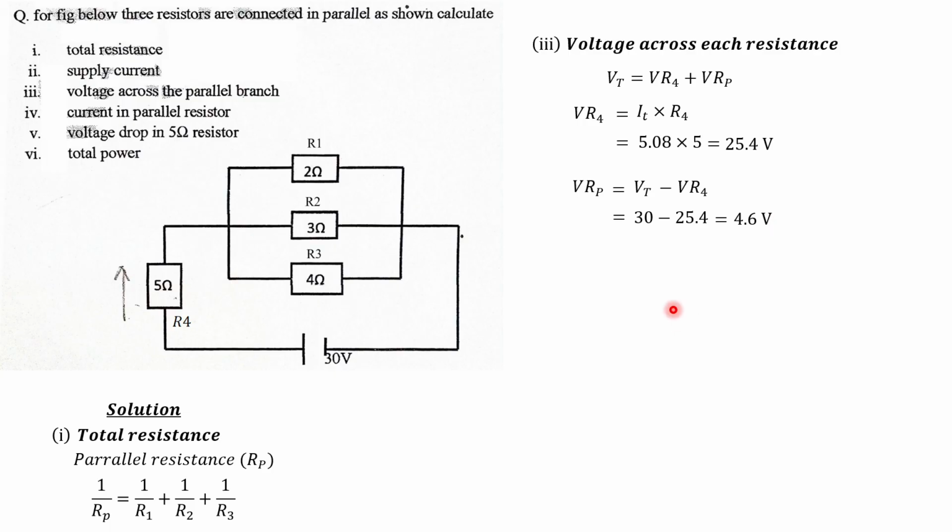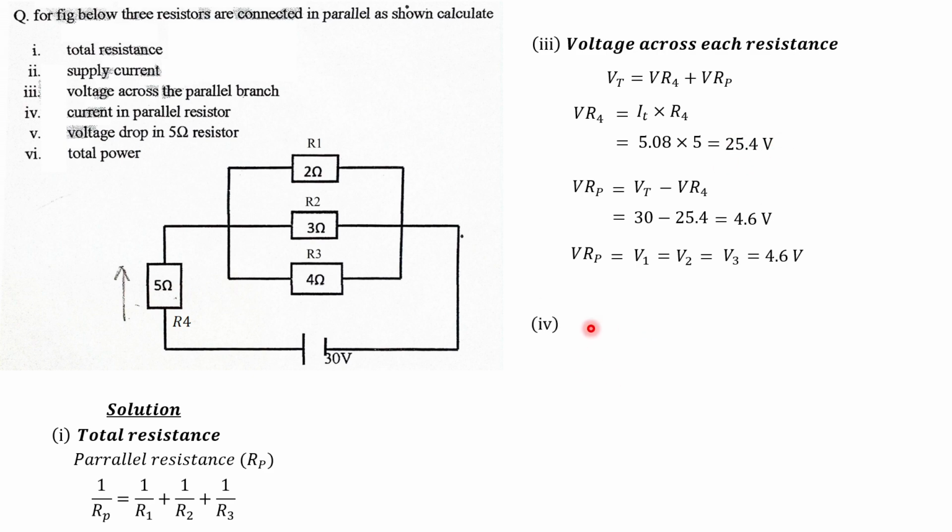All right. So since the voltage across the parallel network or the parallel circuit is 4.6, then VRP is equal to V1 is equal to V2 is equal to V3, and that is equal to 4.6 volts. So the voltage across R1 is 4.6 volts. The voltage across R2 is 4.6 volts, and the voltage across R3 is 4.6 volts. And then the voltage across R4 is 25.4 volts. I hope you understand.